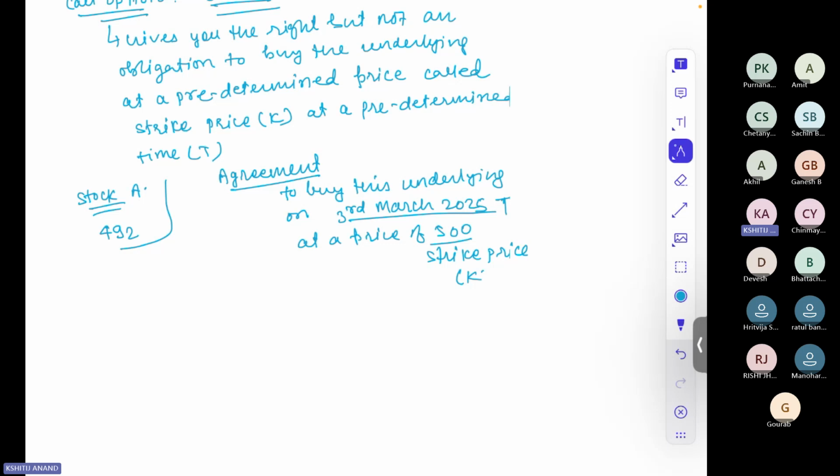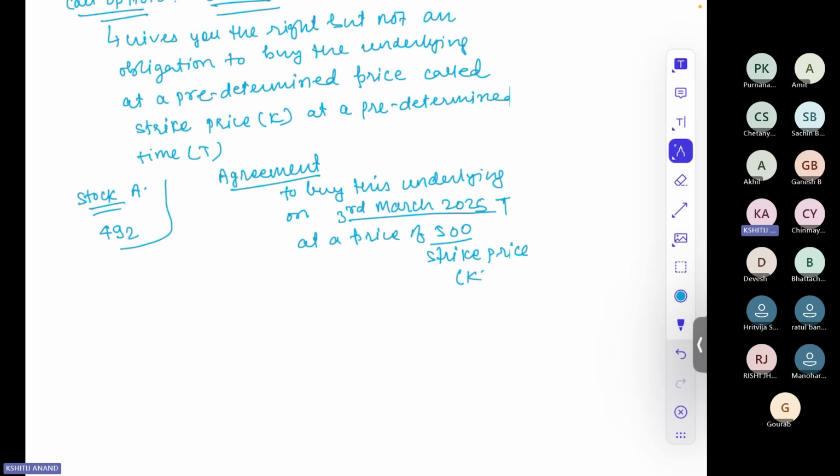And as per the definition, you can already see that it gives you a right to buy, but not an obligation. On 3rd of March, if the price in the market of a stock A is greater than, let us say, 500, then you can buy that stock A from the person who has done the agreement with you to sell the underlying to you at this price 500. So you can get it at a lower price because the price in the market is greater than 500, right? You can get it at 500 and sell in the market, right?